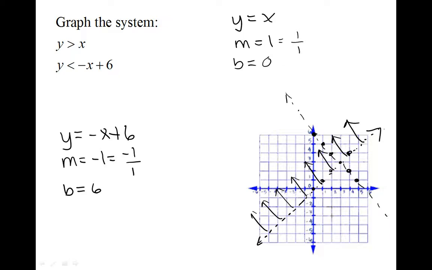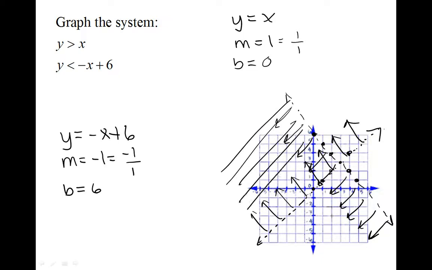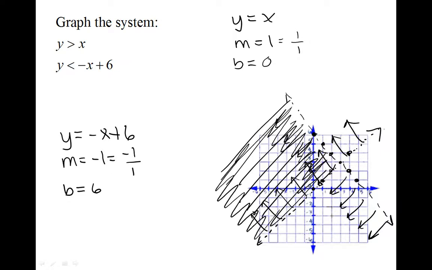And when you're working in Lumen, you'll have to select whether you want a dotted line or a solid line. And since y is less than negative x plus 6, that's going to be the region below the line. And so now, in order to graph that, you're looking for the region where the two regions intersect. So you can see that's going to be this region right in here. So that's how you would graph that system of inequalities.